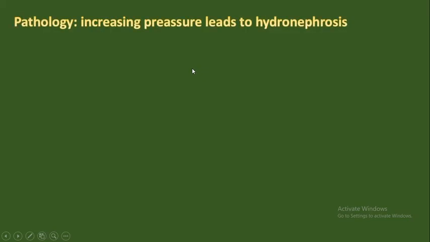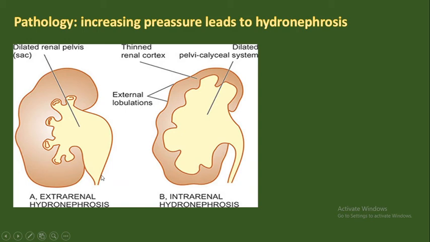So what is now the pathology? Pathology, as we say, is that increasing pressure leads to hydronephrosis. For example, if there is a stone here, the urine will accumulate more and more here, and this will make increasing pressure and hydronephrosis. Now this is important and beautiful.